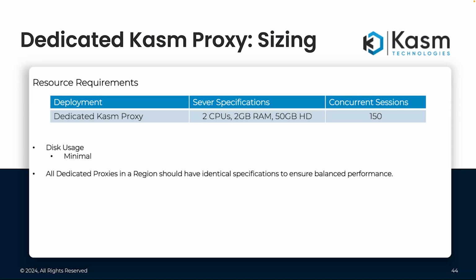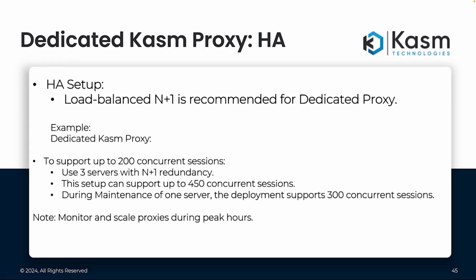When we look at resource requirements for a dedicated proxy, it's very lightweight: 2 CPUs, 2 gigs of RAM, and 50 gigs of hard drive space should support somewhere around 150 sessions. Disk usage is minimal because it's just functioning for proxying traffic around. There's nothing stored locally. Just like with the connection proxy, all proxies within a region should have identical specs, to ensure that every user connecting through, regardless of the proxy in question, gets equal performance. The HA setup is N+1 again.